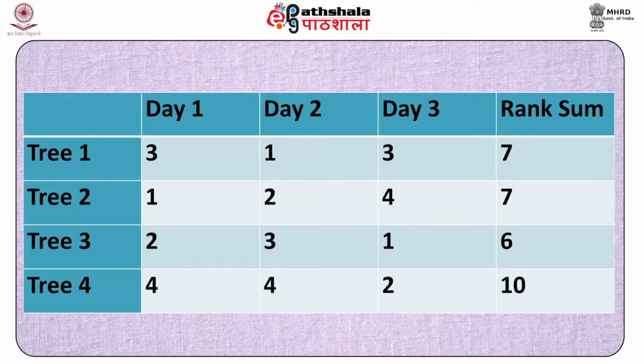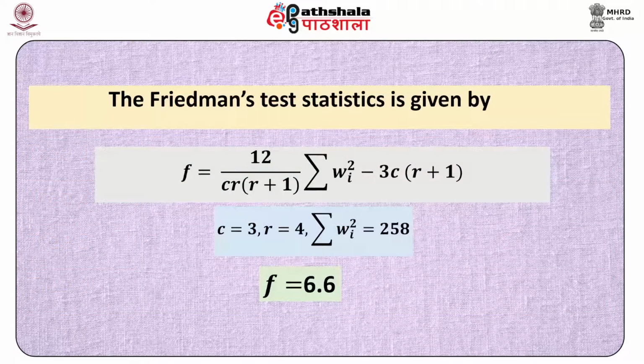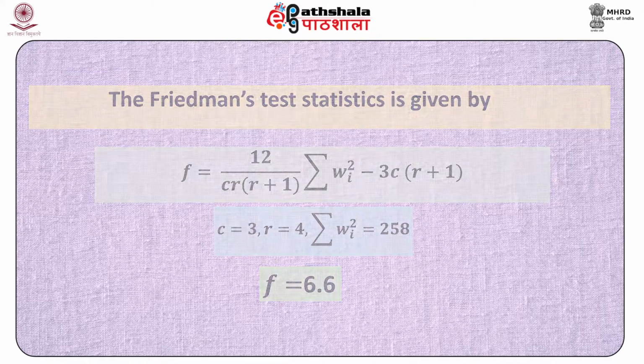Now the ranks would be given column wise and the resulting rank table would look like this. The Friedman's test statistic is given by F is equal to 12 divided by CR into R plus 1, sigma Wi square, minus 3C into R plus 1. C is 3, R is 4, sigma Wi square is 258. F is equal to 6.6.